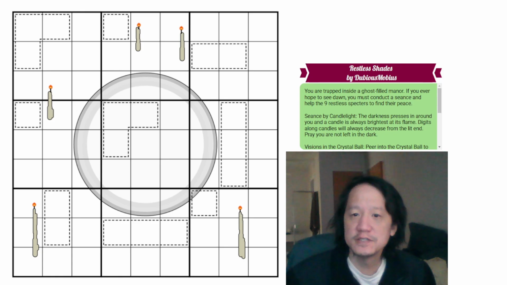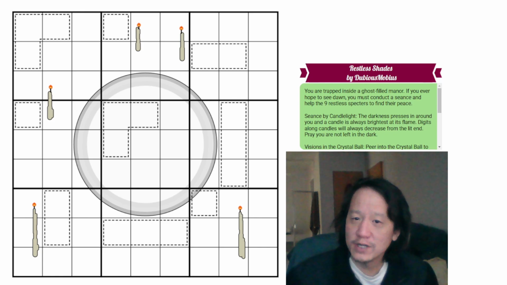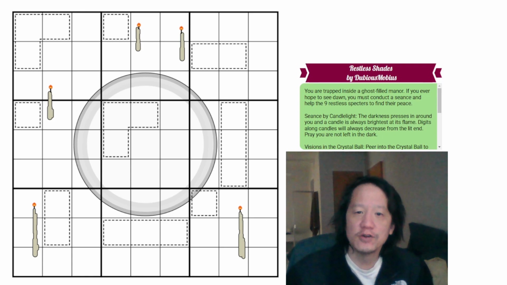Now take that easiness with a grain of salt because it's considered easy by the people on the Logic Masters Germany forum. Today's puzzle is called Restless Shades by Dubious Mobius, and here are the rules.